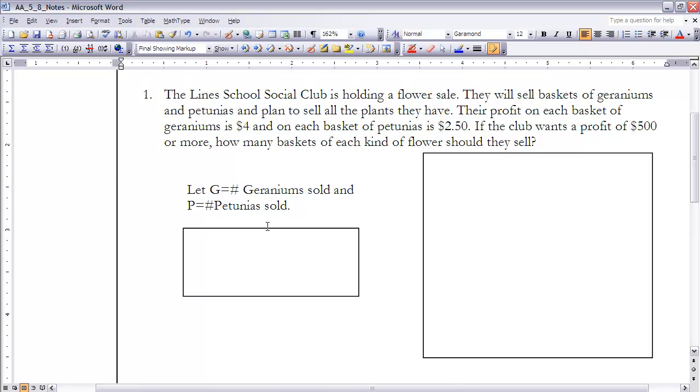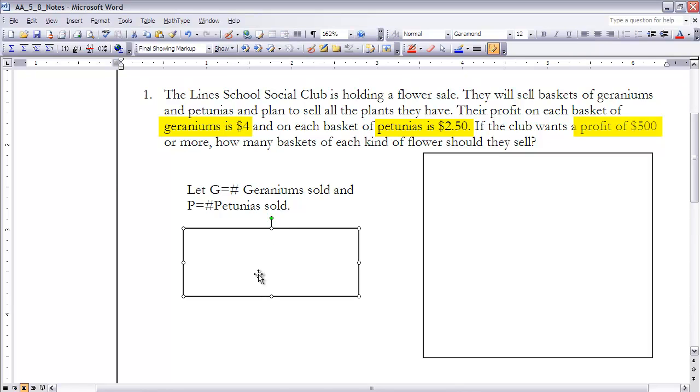Then the next thing I want to do is come up with a system of inequalities that are my constraints. There are a couple of things I know. One is the profit. Their profit has to be greater than or equal to $500. Every time I sell a geranium, I'm getting $4, and every time I sell a petunia, I'm getting $2.50 in profit. So I can write an inequality for that.